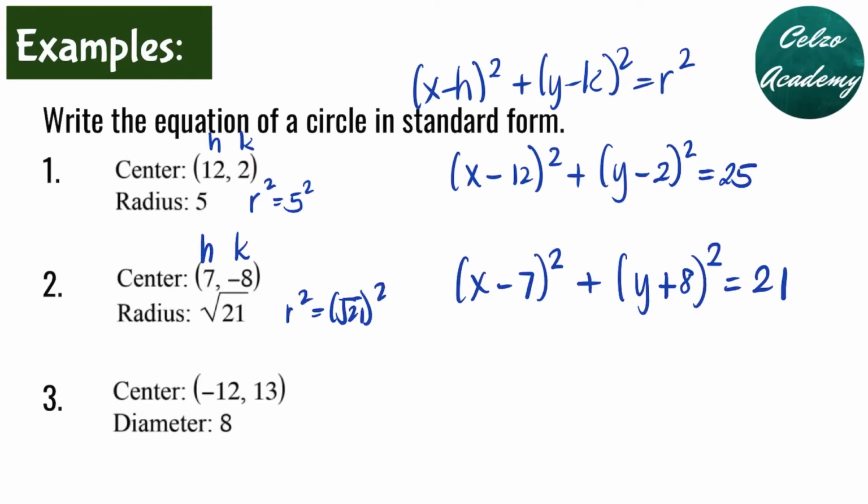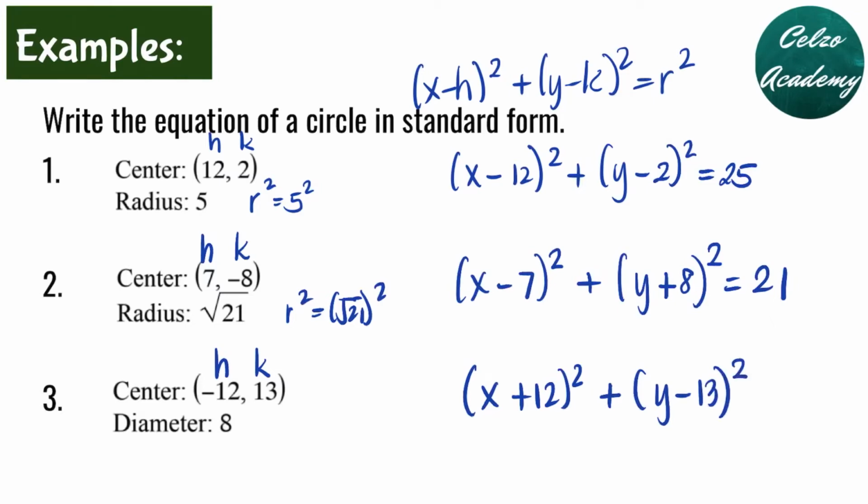Question number 3. Center is (negative 12, 13), and diameter is 8. H is negative 12, k is positive 13. So we will have x minus negative 12, and that becomes (x plus 12) squared, plus y minus k, which is 13, so we have (y minus 13) squared, is equal to r squared.